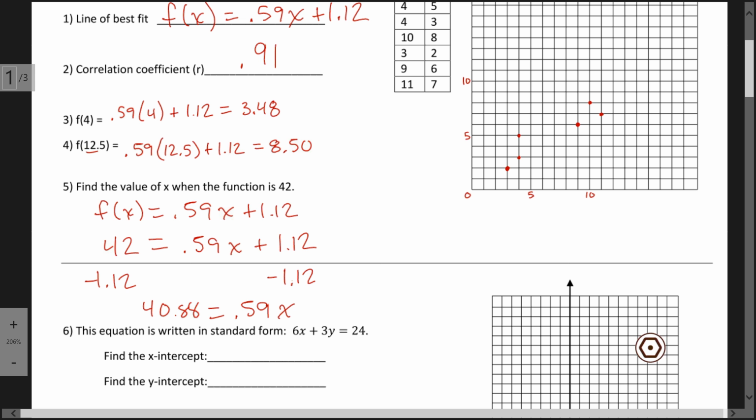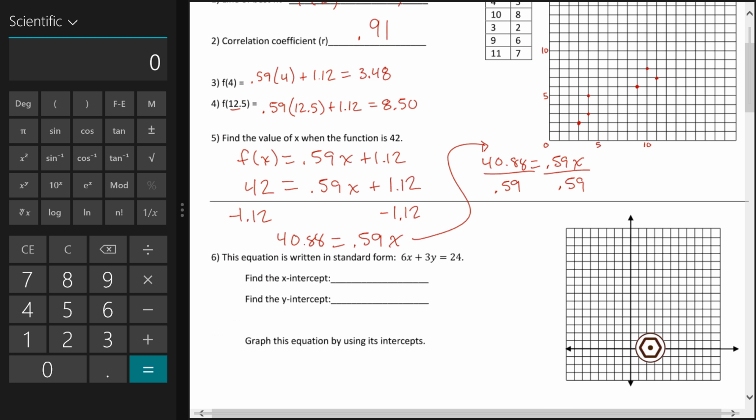Let me bring this equation up here, and to help avoid making mistakes, I'm going to rewrite it. So 40.88 equals 0.59x. And the final step here, I'm going to divide both sides of this by 0.59. So if I bring this calculator over here, I've got the 40.88. And we're going to take that and divide it by 0.59. And that gives me 69.2, and rounding that to the nearest hundredth, 69.29.